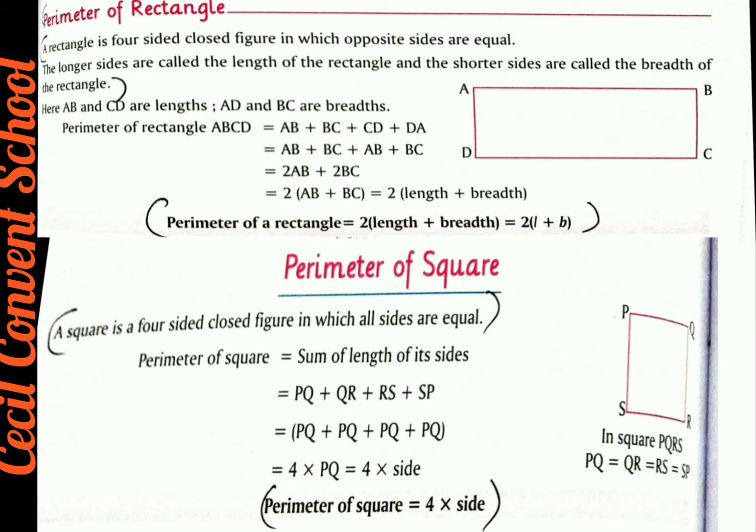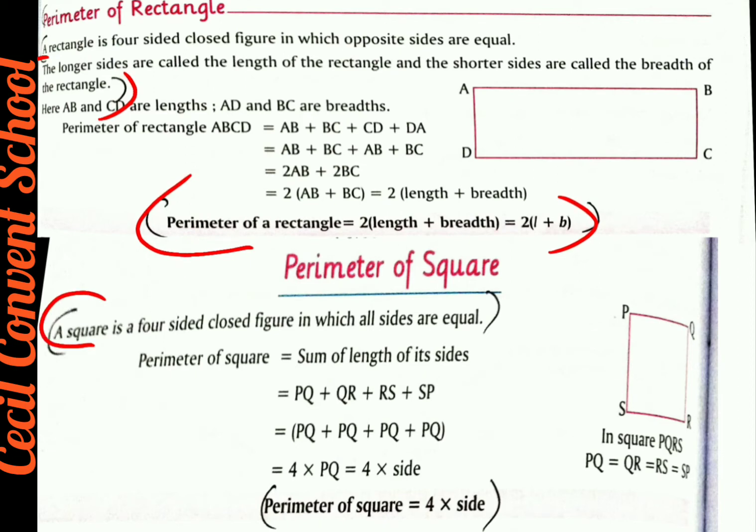A rectangle is a four-sided closed figure in which opposite sides are equal. Clear? So if you are finding the perimeter of a rectangle, in that case students, you have to use this one formula. Perimeter of rectangle is equal to 2 into (L plus B). Clear? Where L is length and B is breadth. You have to underline in the book this formula and the definition of rectangle. Now we do square.